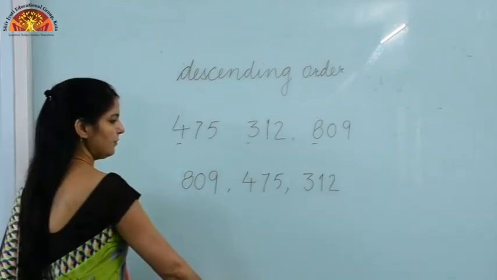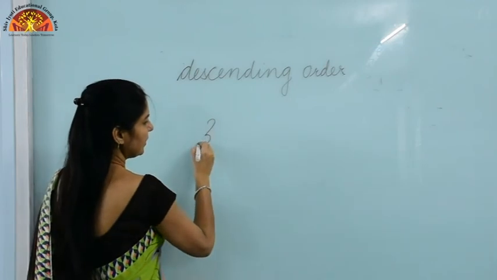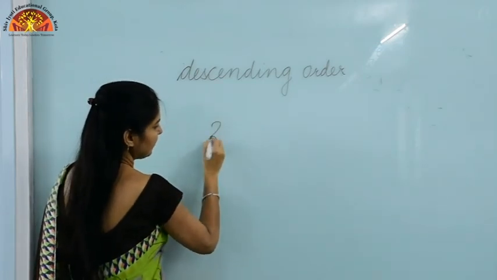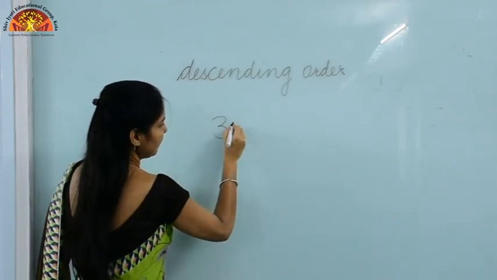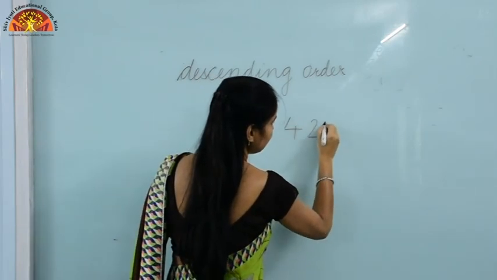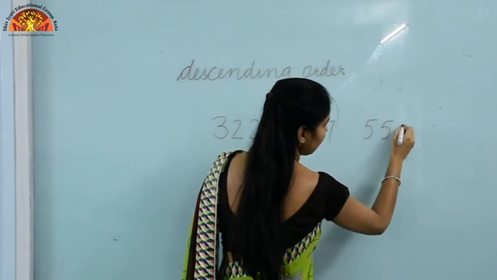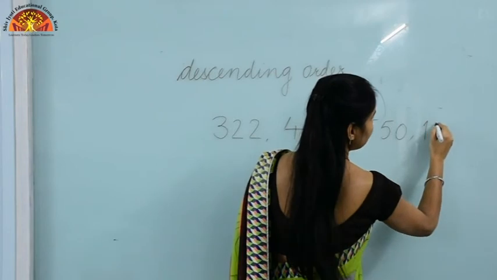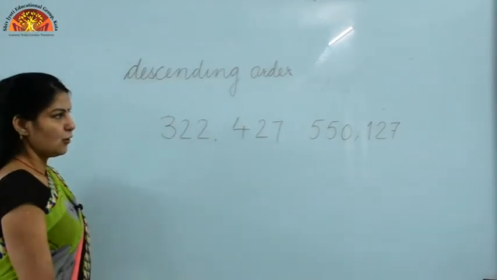Now let's see one more example of 4 numbers. Numbers are 322, 427, 550 and 127. Now children, what you have to find out?